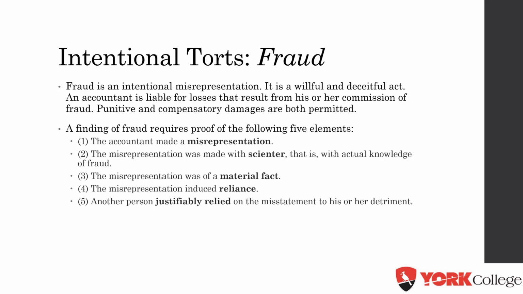So if a plaintiff succeeds in a court of law on the basis of fraud against an accountant, then they would have to prove these 5 elements. So these 5 elements include: the accountant made a misrepresentation. The misrepresentation was made with scienter, that is, with actual knowledge of the fraud. The misrepresentation was of a material fact. The misrepresentation induced reliance. And another person justifiably relied on the misstatement to his or her detriment.